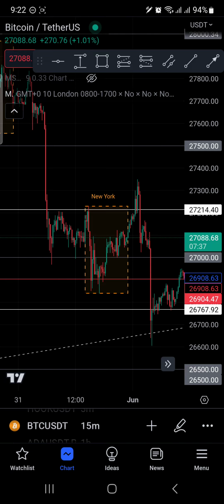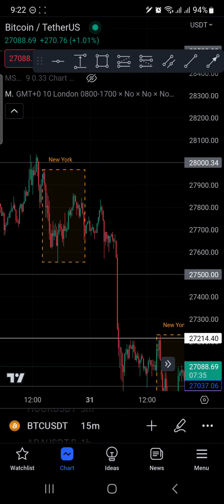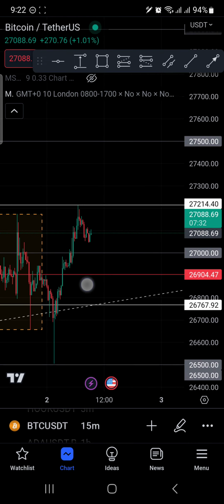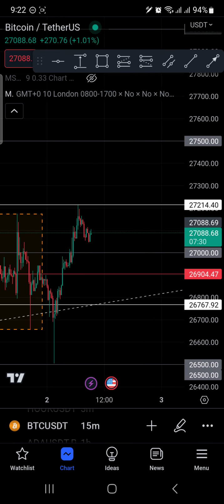So guys, that's how you filter this wonderful indicator. And I've already given you guys best time to trade.